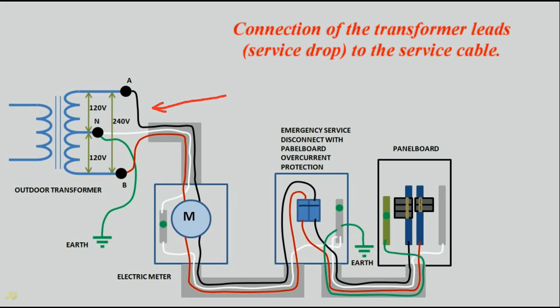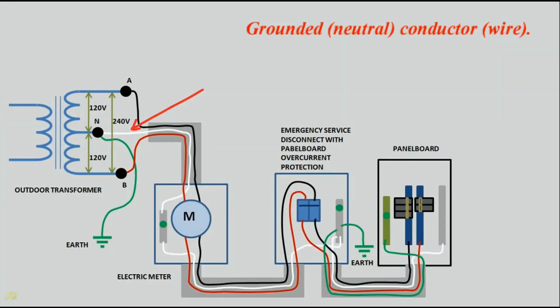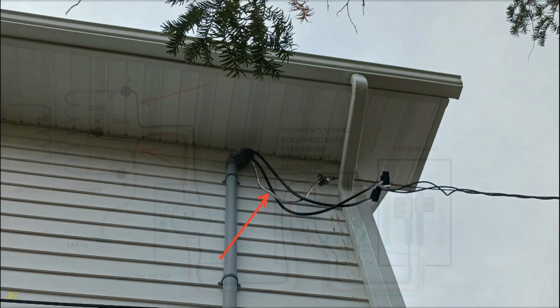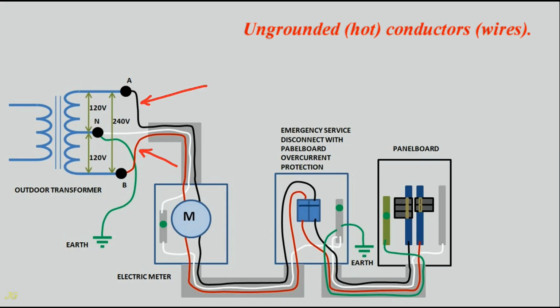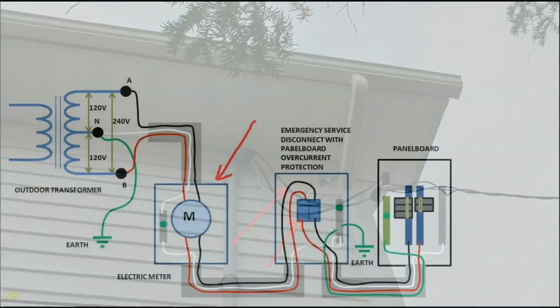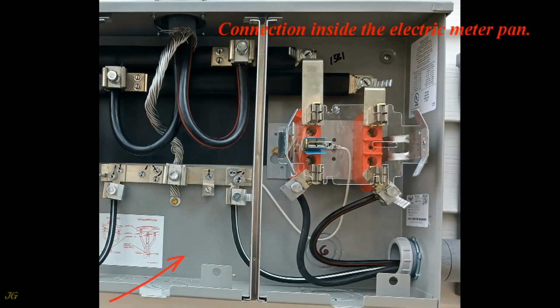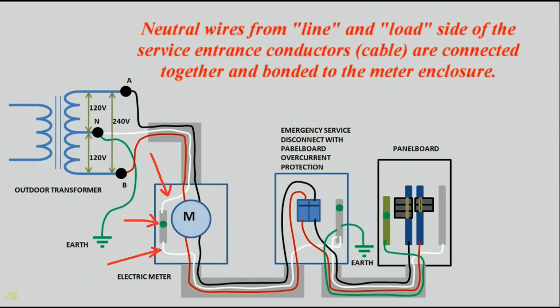Connection of the transformer leads, service drop, to the service cable. Grounded, neutral conductor, wire. Ungrounded, hot conductors, wires. Connection inside the electric meter pan. Neutral wires from line and load side of the service entrance conductors, cable, are connected together and bonded to the meter enclosure.